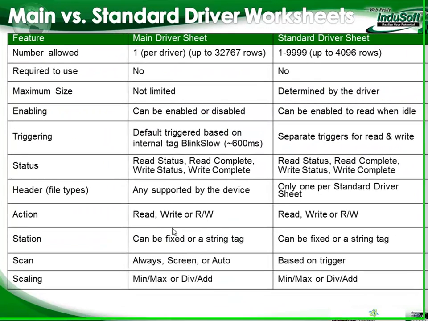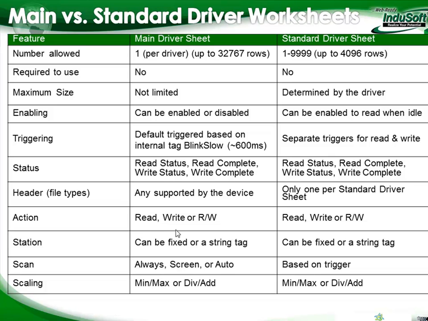Go back to this chart. The action you can read or write, or both read and write. Same with the standard driver sheet. And the station can be fixed or a string tag, which I just mentioned a moment ago. You also have the scan: always, screen, or auto. And in the standard driver sheet, you can base these on a trigger.